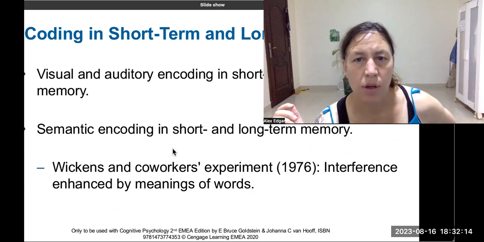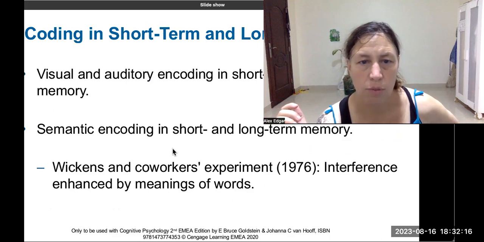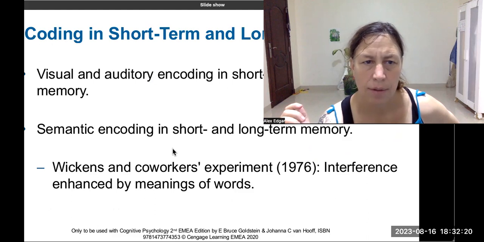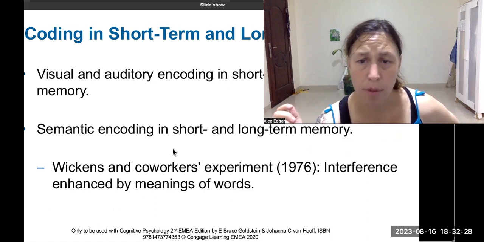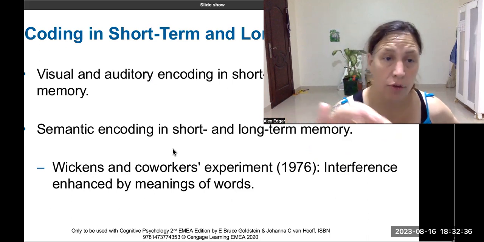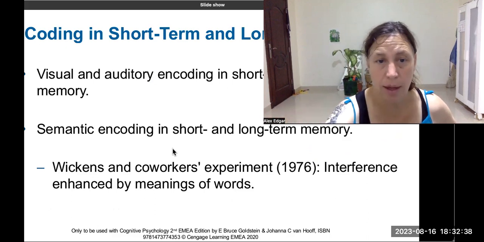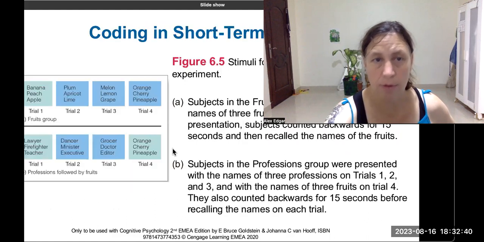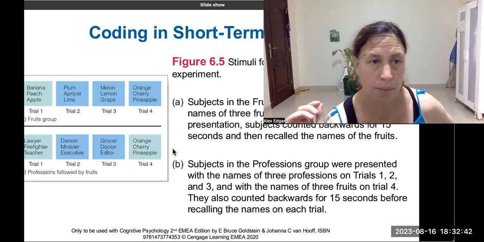Visual and auditory encoding in short and long-term memory. Semantic encoding. Wickens and co-workers. There was an experiment that showed that interference is enhanced by the meanings of words. I don't understand that. We might need to come back to that. Wickens experiment, 1976. Oh, here we go.